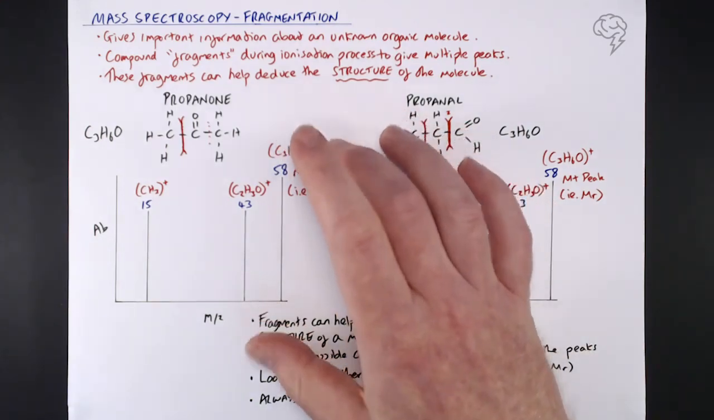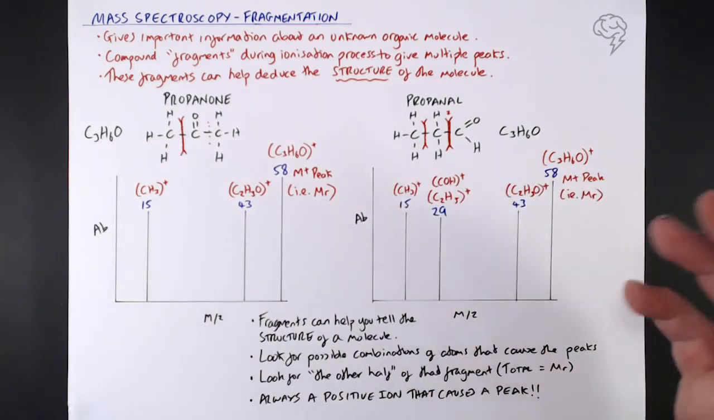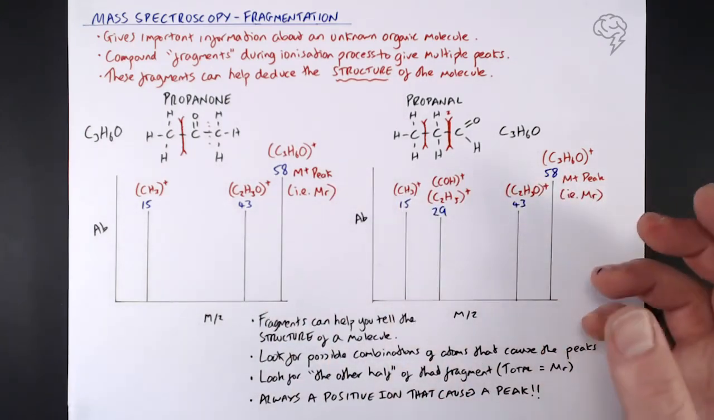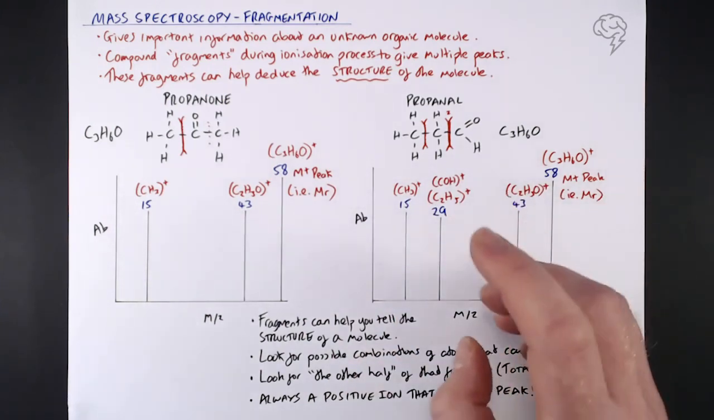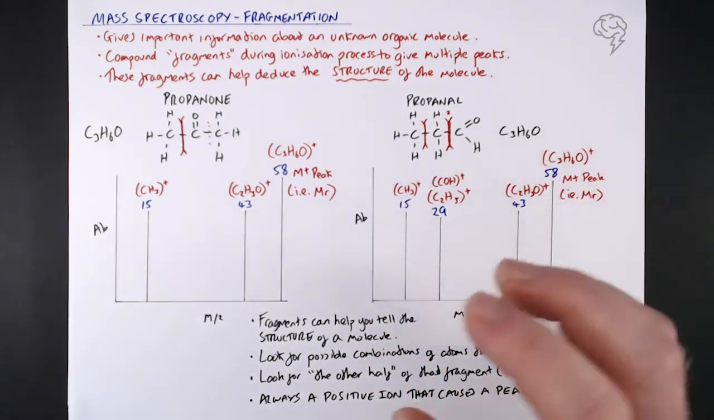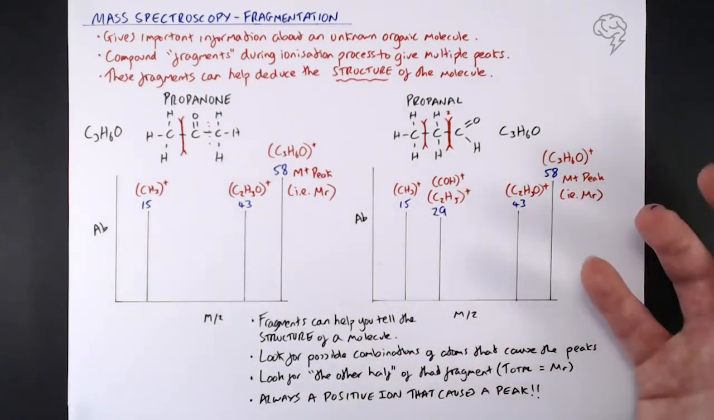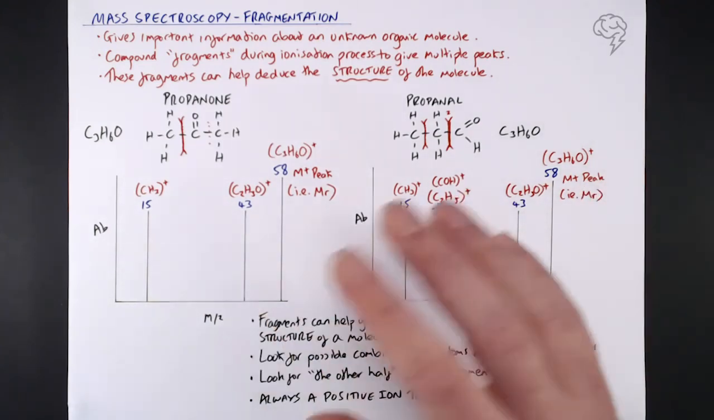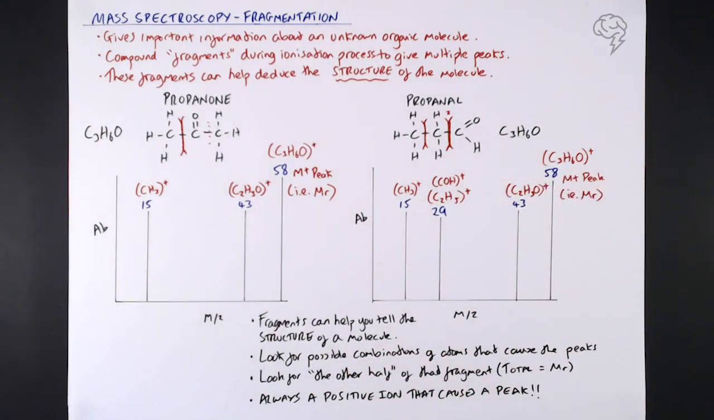So fragmentation, a really important tool for deducing the structure of a molecule. Of course, we can't tell exactly what bonds are in there. There's maybe other information that we've got in a question that can help us decide exactly what the structure is, but this can go a long way to helping us. So we need other things like infrared spectroscopy to help us deduce the whole molecule, maybe, but this goes a long way to helping us.